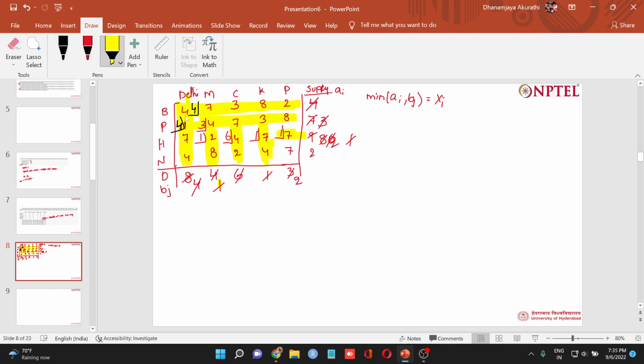Finally we had only one element. So row and column A and Bj are same. So we can assign 2 anywhere. So finally we had this solution. So this can be identified as 4, 7, 3, 8, 2. 1, 4, 7, 3. Okay, can easily say.